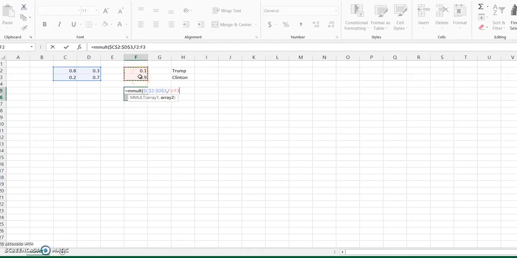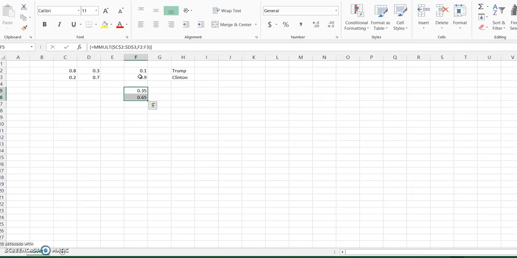And now the most important thing, after we put our closing bracket, is how you enter this. Don't just hit enter. It won't work. And if you do that by mistake, Control Z to undo, otherwise you'll have all sorts of problems. You have to hold Control Shift down and push enter at the same time. Alright, so this is what happens after 1 week. Now we've got 35% Trump, 65% Clinton.